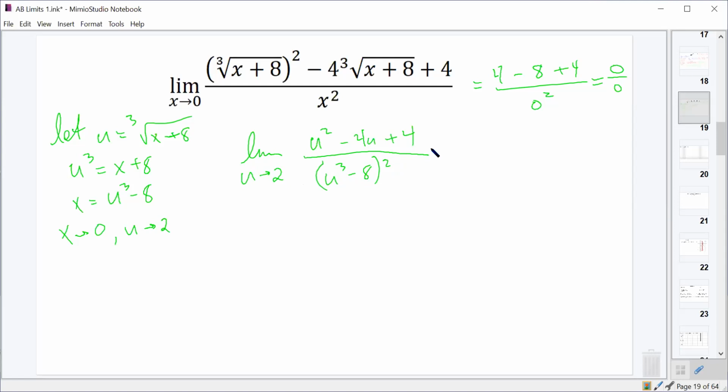And then what should we do? Probably plug in the 2. What does that give us? Gives us 4 minus 8 plus 4. That looks familiar. Over 0 squared. Now that looks familiar too. 0 over 0. Still indeterminate. So let's do what? Factor. What's the numerator factor to?